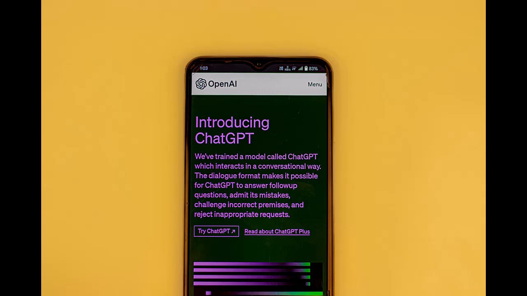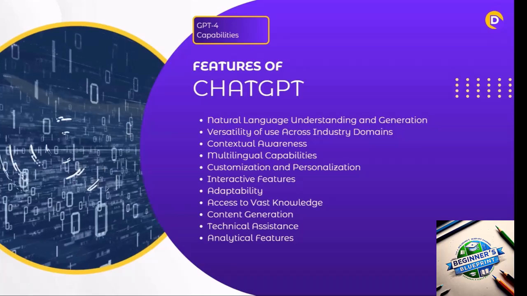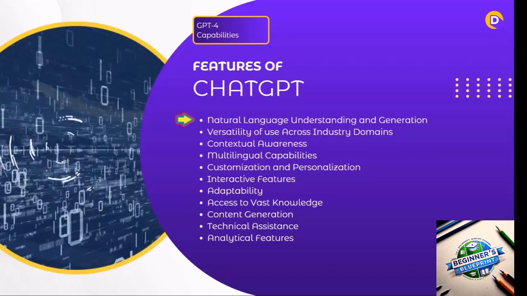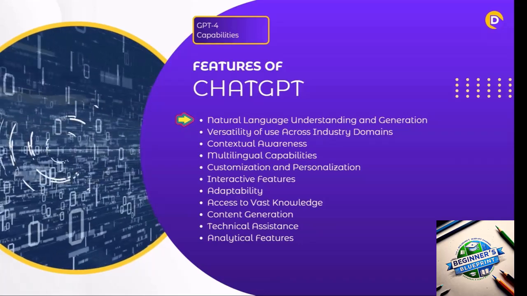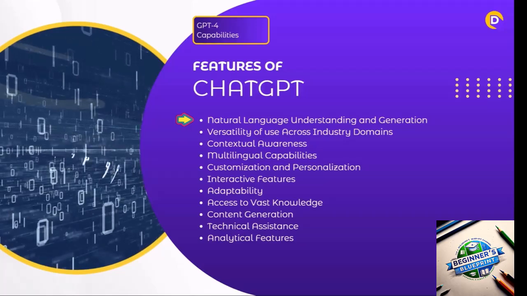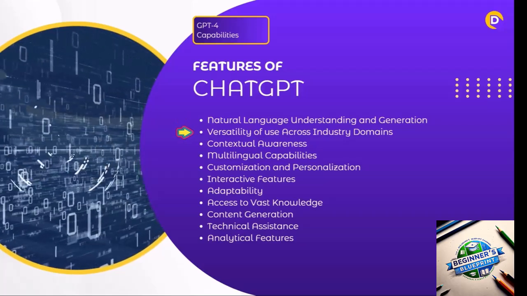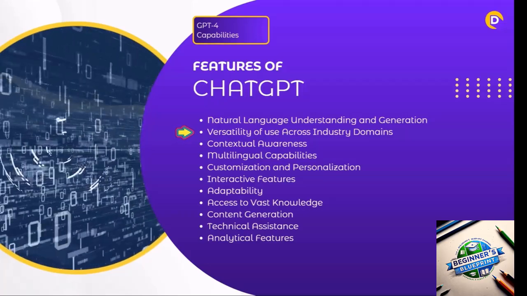We'll start off with the key features of the model. ChatGPT has evolved into a very feature-rich and capable model. One of its most important features is its ability to understand and generate human-like text. This makes it capable of engaging in human-like and contextually relevant conversations. It has applications in multiple domains, including customer support, content creation, tutoring, code assistance, and much more.